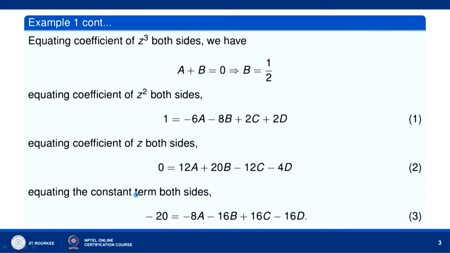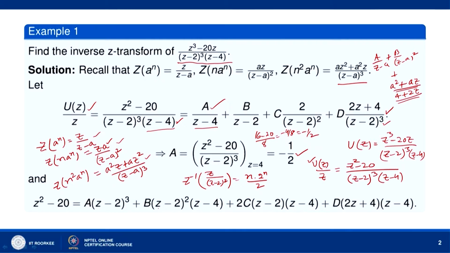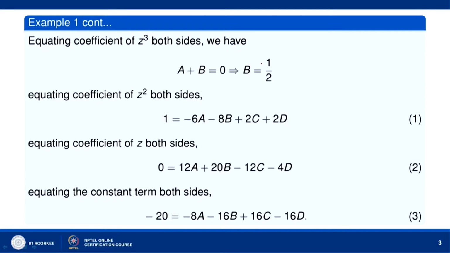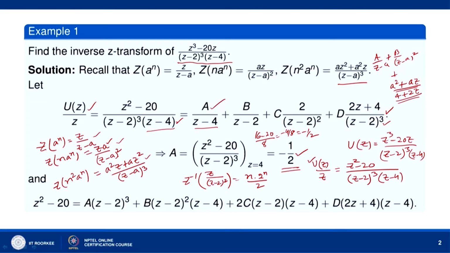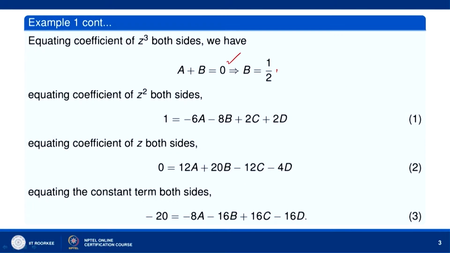So, first we equate the coefficient of z cube on both sides. The coefficient of z cube is a on one side, and there is no other z cube term except here, where we have b. So, a plus b equal to 0. So, one equation is a plus b equal to 0. Now, we have a equal to minus half, so b equal to half.